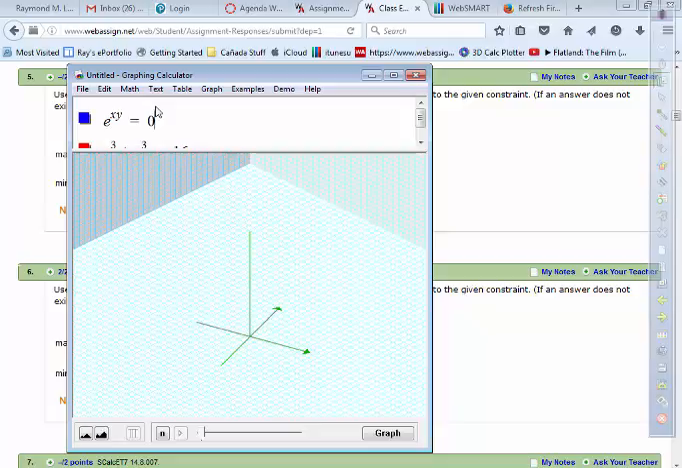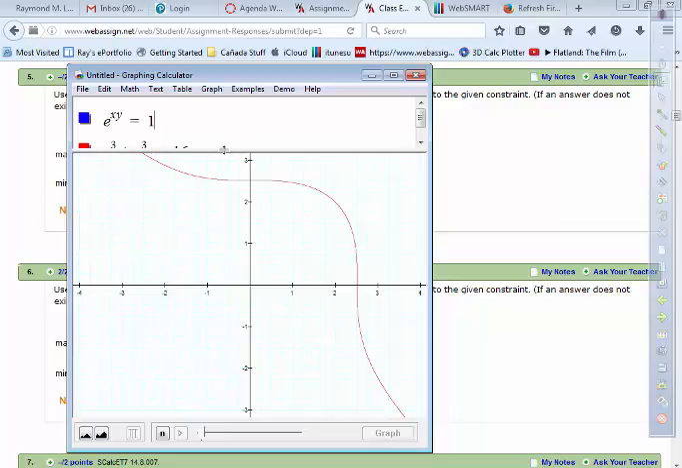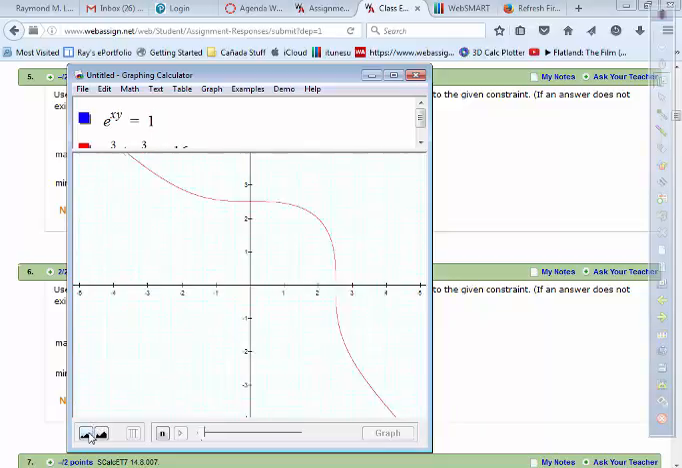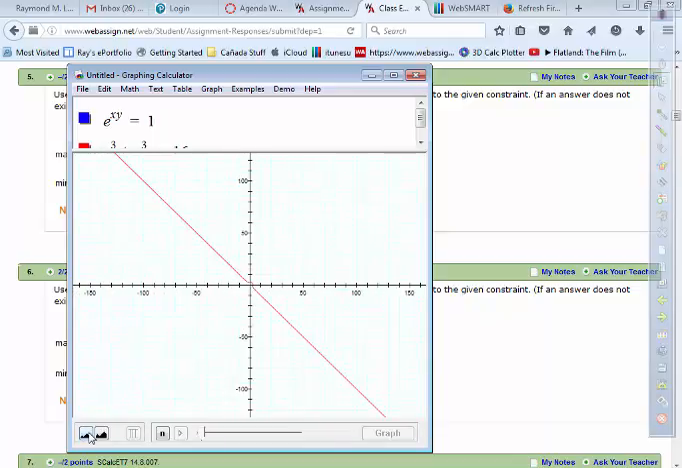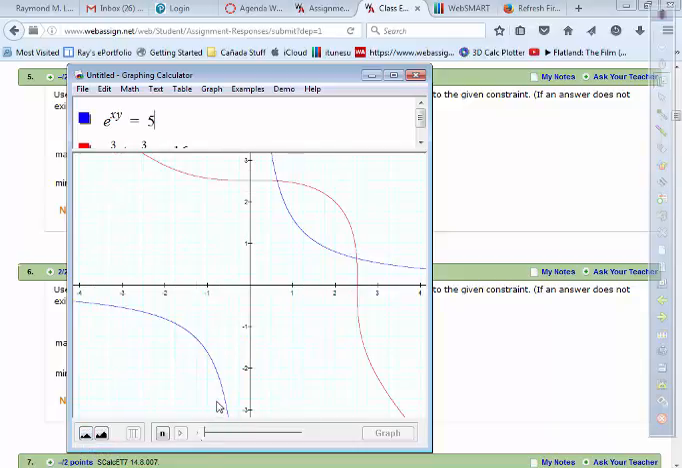And I can't put 0 here because e to the xy is never going to equal 0. So let me start with 1. And I don't see 1. That's probably because, I don't know how far I need to go. Maybe 5. Okay, oh, there it goes. 4. 3. Oh, maybe 1 is just the axis. Yeah, because either x or y has to equal 0, so it's the x and y axis. So that's why I didn't see it.